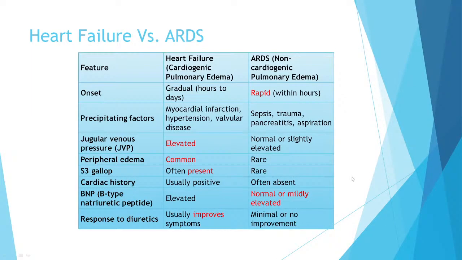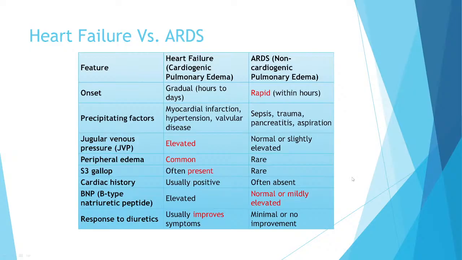So just quickly going through some clinical and radiological things that can help you distinguish between heart failure and ARDS. Usually ARDS will have a rapid onset. Precipitating factors of cardiac causes will be things like myocardial infarction, valvular diseases, whereas the causes which you have discussed will be the precipitating factors of ARDS. The JVP will usually be raised in cardiac causes, but it may or may not be raised, or mildly raised, in ARDS. Peripheral edema is common in heart failure, S3 gallop is common in heart failure, cardiac history will be present in heart failure, and B-type natriuretic peptide will be significantly elevated in heart failure, but normal or mildly elevated in ARDS.